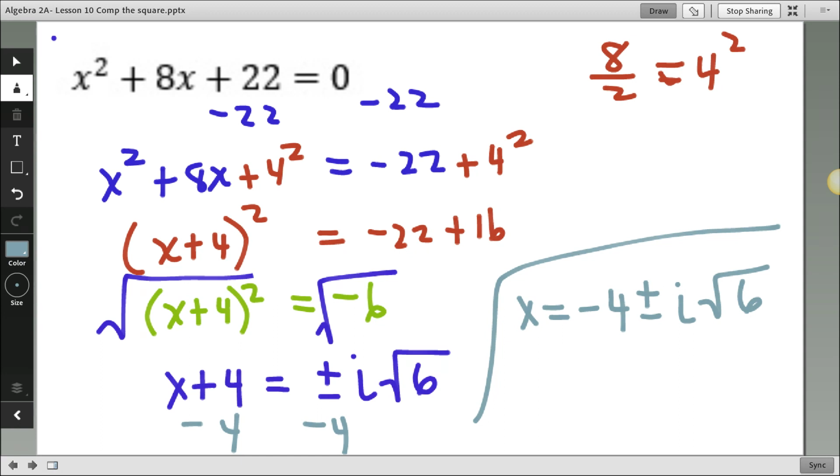So that's the process for completing the square. And this includes the complex solutions like I've showed you in these last two examples.